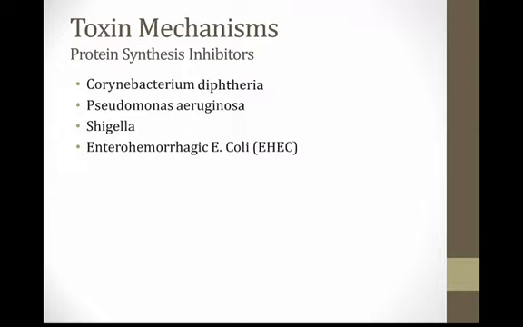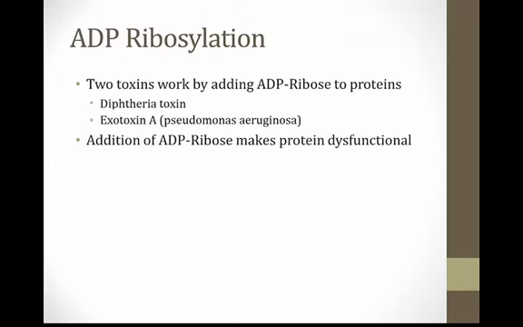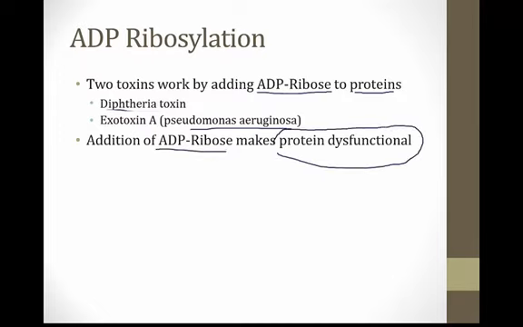And the first mechanism we're going to discuss are toxins that are protein synthesis inhibitors. And toxins that do this include diphtheria, Pseudomonas, Shigella, and enterohemorrhagic E. coli, or EHEC. So the first two protein synthesis inhibitor toxins are the toxins that go with diphtheria and Pseudomonas. And both of these work by a similar biochemical mechanism. They both work by adding a molecule called ADP ribose to proteins. And once this ADP ribose has been added, the protein becomes dysfunctional. And this is how these block protein synthesis.